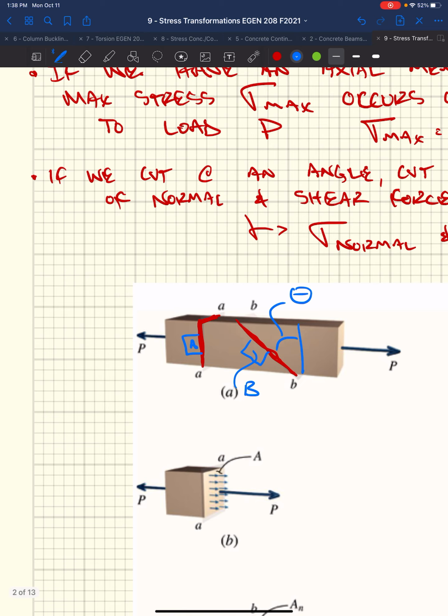So if we looked at a stress block at A, we had a normal stress, sigma x, that's running down the axis of our axial member. In our case, though, we had 0 normal stress in the other direction, right?